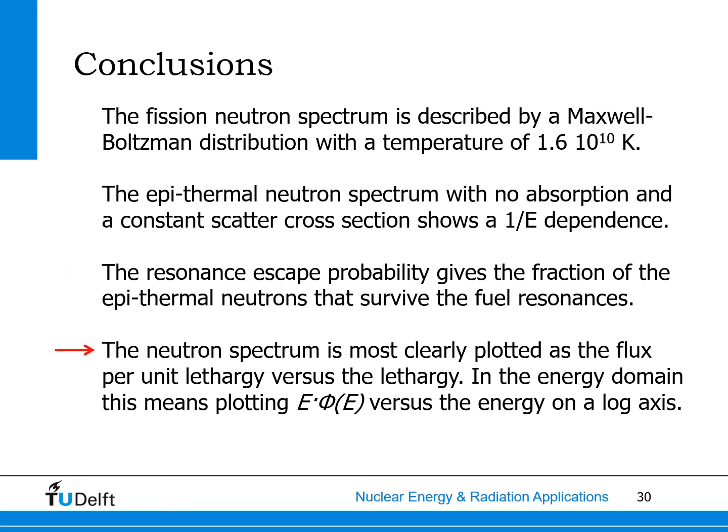And fourth, the neutron spectrum is most clearly plotted as a flux per unit lethargy versus the lethargy, both on a linear scale. In the energy domain, this means plotting E times phi of E versus the energy on the logarithmic axis.